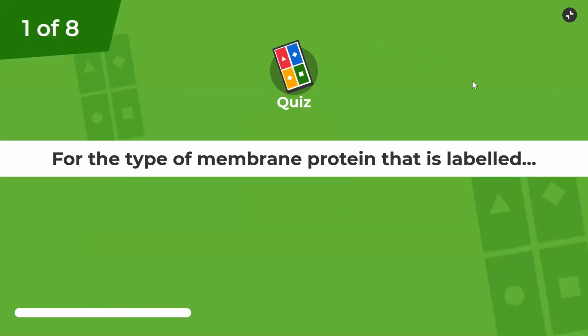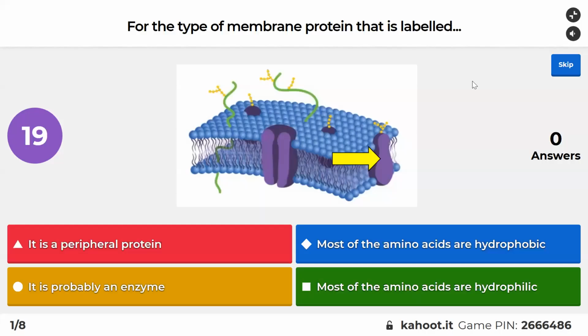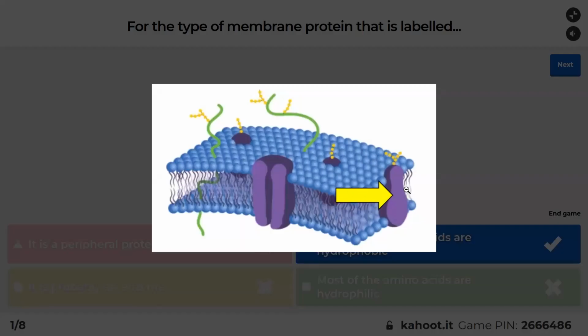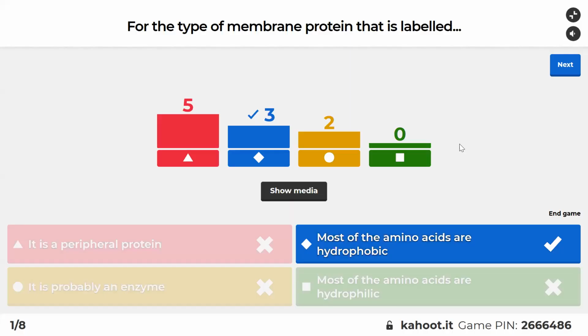Okay, let's do this. Number 1, for the type of membrane protein that is labeled. Okay, so the correct answer is most of the amino acids are hydrophobic. That is not a peripheral protein. This is in fact an integral protein because it is integrated into the membrane. So remember, the integral membrane proteins are in the hydrophobic part of the bilayer, and so they have hydrophobic amino acids.